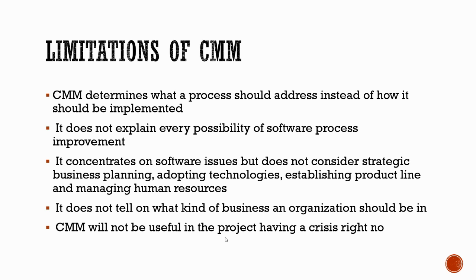So, what are the limitations of CMM? CMM determines what a process should address instead of how it should be implemented. It does not explain every possibility of software process improvement. It concentrates on software issues but does not consider strategy, business planning, adopting technology, establishing product lines, and managing human resources. It does not tell what kind of business an organization should be in. CMM will not be used in a project having a crisis, right.